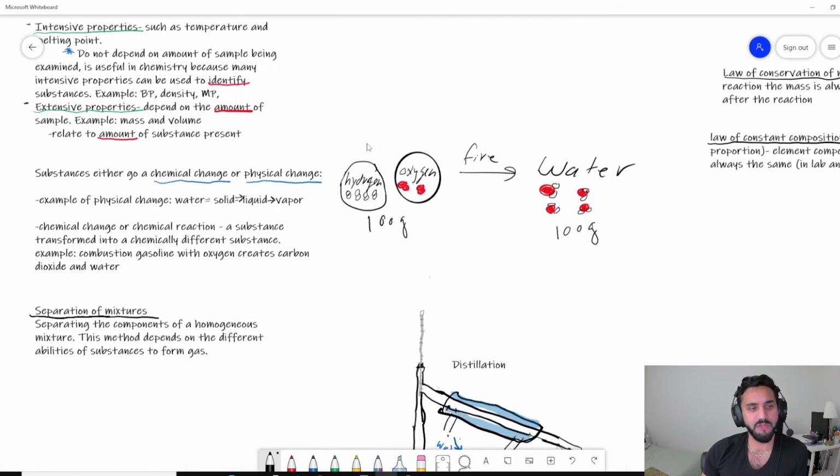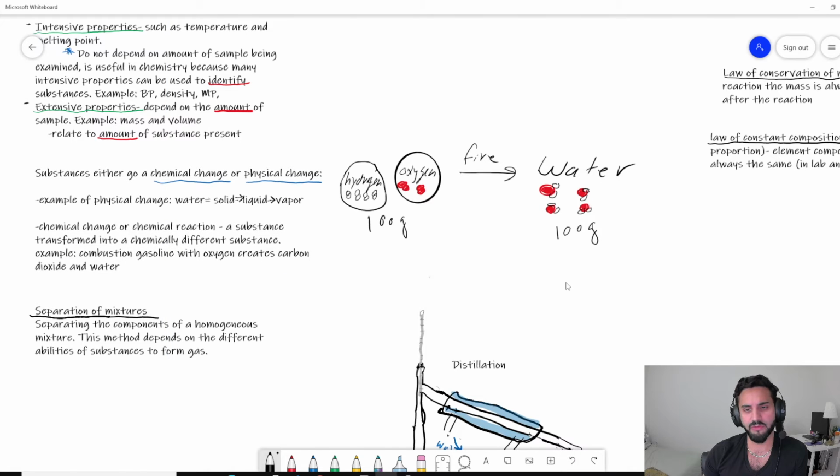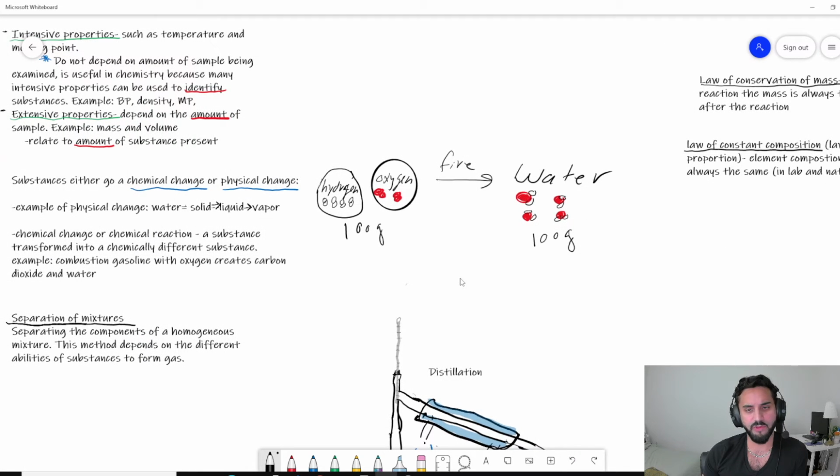Substances undergo either chemical change or physical change. For example, a physical change you can encounter in your everyday life: let's say you have a piece of ice at room temperature, and if you leave that piece of ice for a long time, it will change phases from solid to liquid, and then eventually that liquid over time will evaporate and change to another phase, gas.